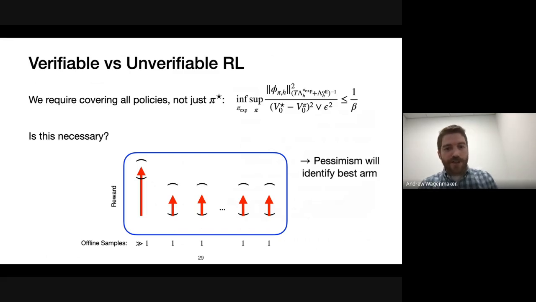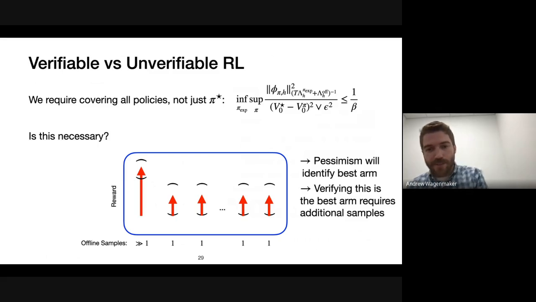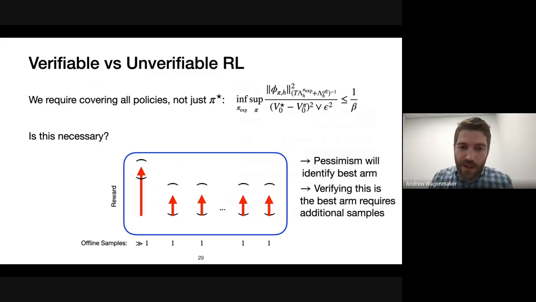So if we just apply pessimism, we can identify the best arm without collecting additional samples. But if we want to actually verify it's the best arm, we require additional samples. This is why we're seeing a different, stronger coverage condition necessary here. Pessimism, or these offline RL algorithms, typically give unverifiable guarantees, essentially a luckiness result: if you get lucky and your data happens to cover the optimal policy, this will return a good policy, but you can't necessarily verify that it has this coverage.